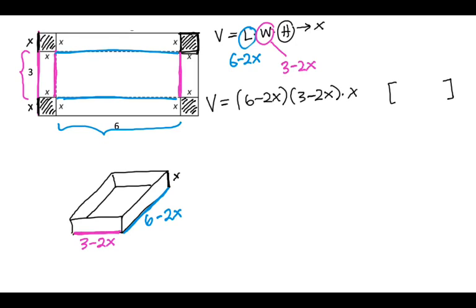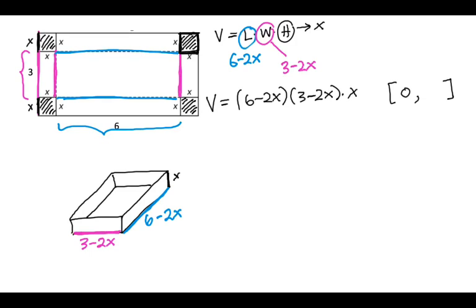The smallest possible value that I could pick for x, remember x is the side length of this square. The smallest thing that I could do would be cut out nothing, 0. I can't go any smaller than that. I can't cut a negative size square out of the corner. 0 will not make for a very good box. It'll be a box with no height, but that's still the smallest thing I could pick.